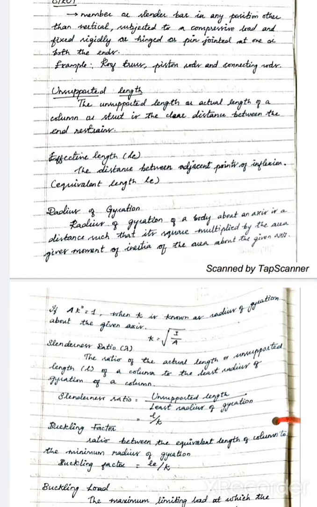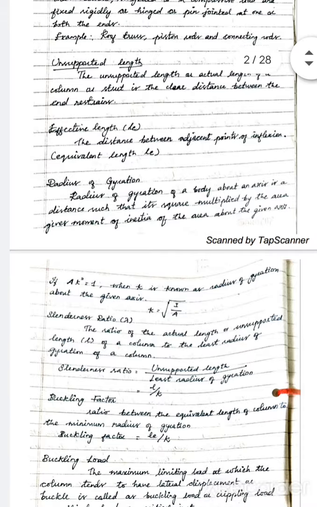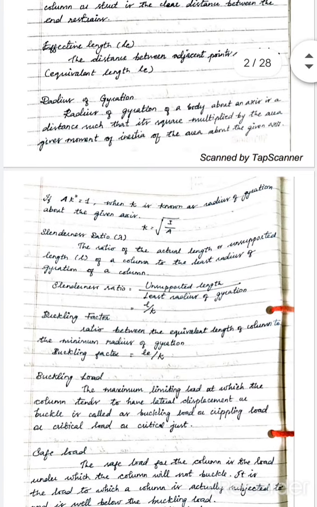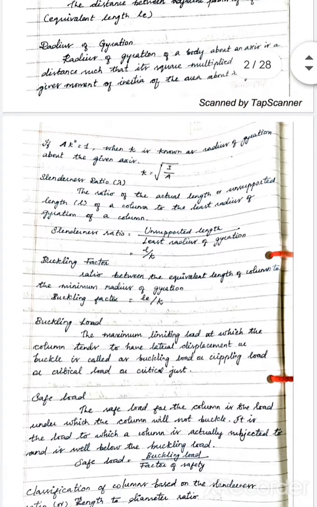K square is equal to I by A. A is the surface area, K is radius of gyration, I is moment of inertia. By taking the square root, we get radius of gyration. Slenderness ratio is equal to unsupported length by least radius of gyration. This is the definition. The ratio of actual length or unsupported length to the least radius of gyration is known as slenderness ratio. This is equal to L by K.